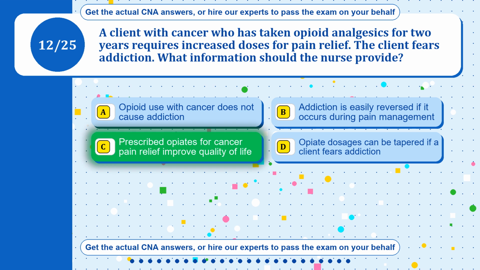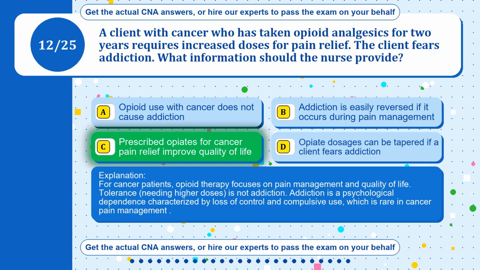The correct answer is option C, prescribed opiates for cancer pain relief improve quality of life. For cancer patients, opioid therapy focuses on pain management and quality of life. Tolerance, needing higher doses, is not addiction. Addiction is a psychological dependence characterized by loss of control and compulsive use, which is rare in cancer pain management.